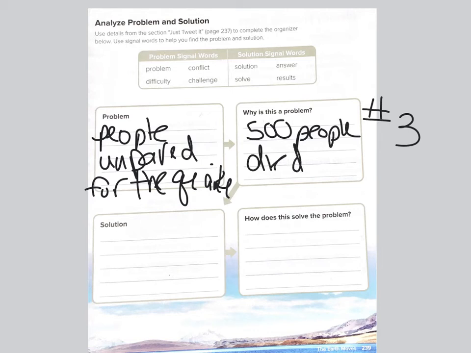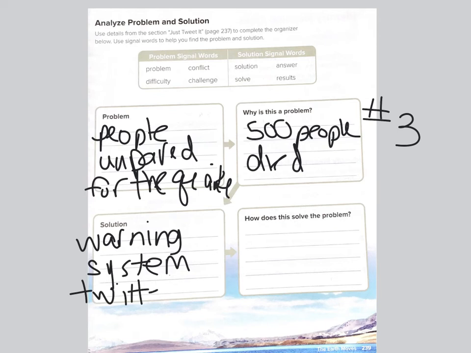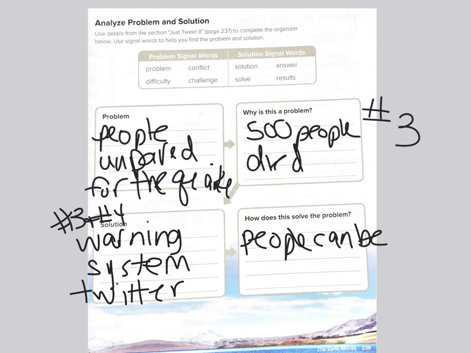Okay, and then the solution was to create a warning system so that people would know when the earthquake was happening. And he also created a Twitter account. And this we found in paragraph 3 and paragraph 4. Okay, and how does this solve the problem? Now, in paragraph 4, it tells us that people can be prepared to know when the earthquake is coming.